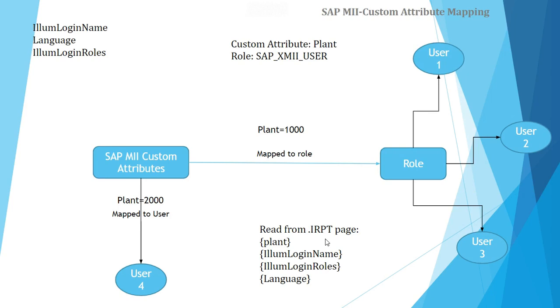So an .irpt web page is specific to SAP MII, where you can access custom attributes and their values directly on the web page. But if you are using an .html web page for SAP MII, you will not get this inbuilt functionality. It cannot read your SAP MII custom attributes directly on an .html page.